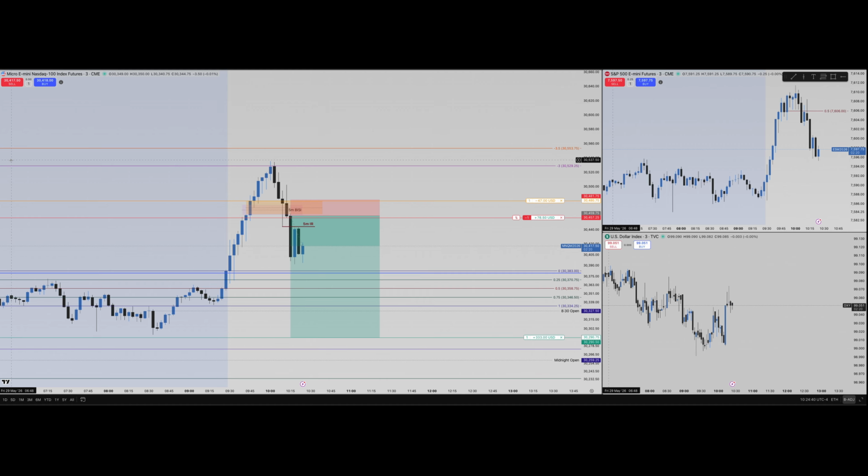If it would ever close that inefficiency and fill that up, I would immediately close the position, because if the dollar is weak, I don't want to be bearish on the indices.